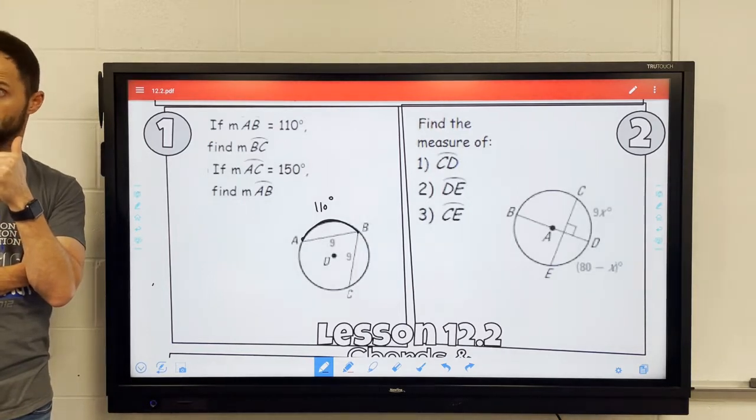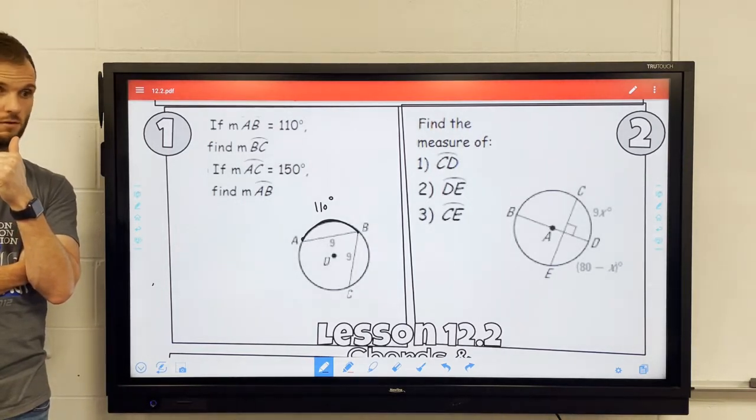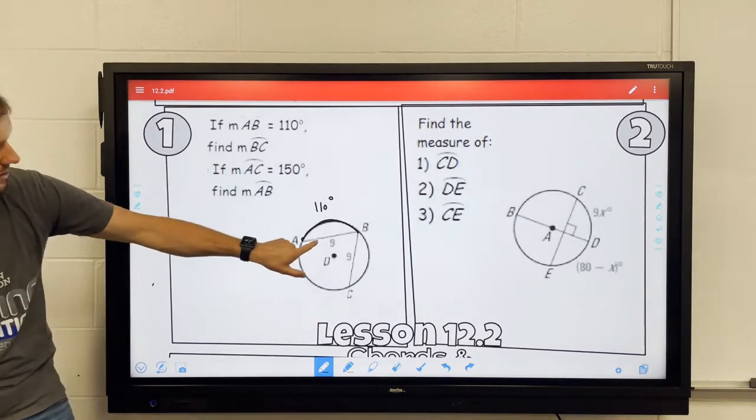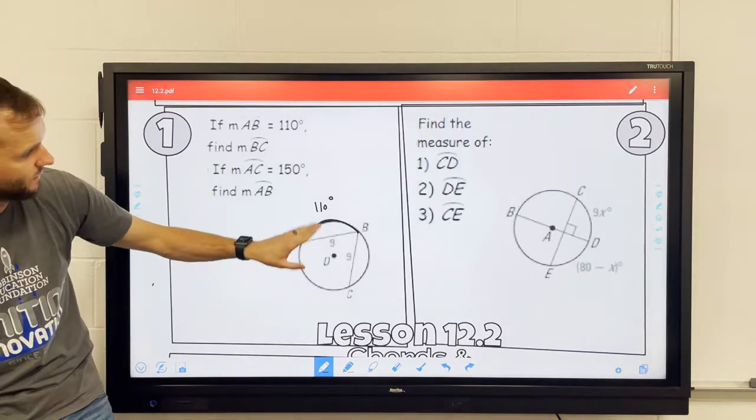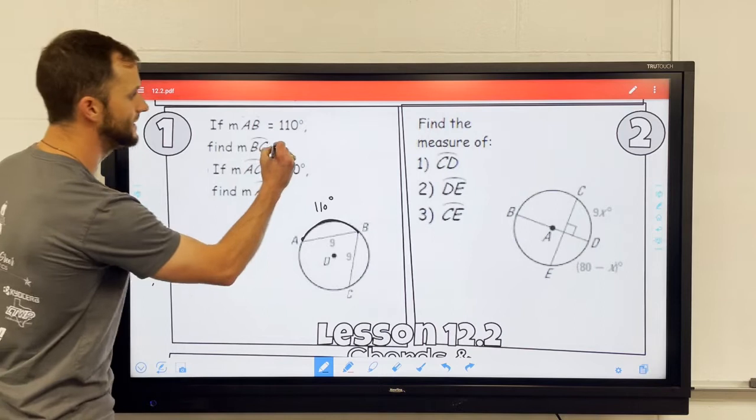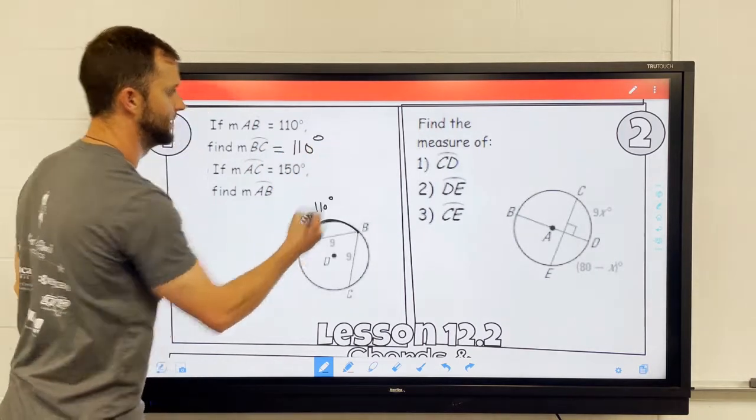In the same or congruent circles, two minor arcs are congruent if and only if the corresponding chords are congruent. Okay, so look, if my two chords here are congruent, what do y'all know about those two arcs? They're congruent. So BC is also going to be 110 degrees.